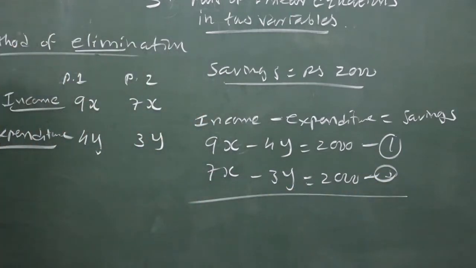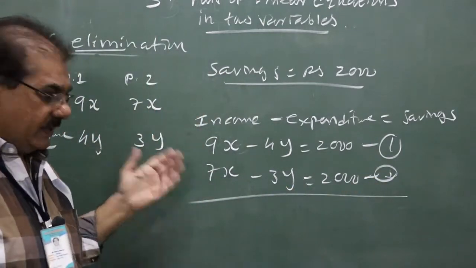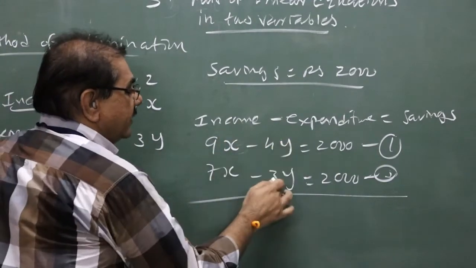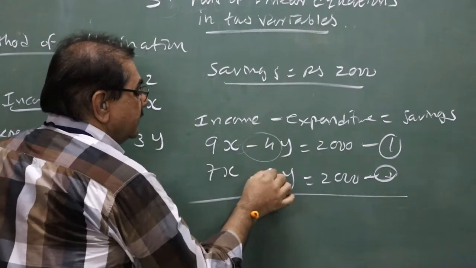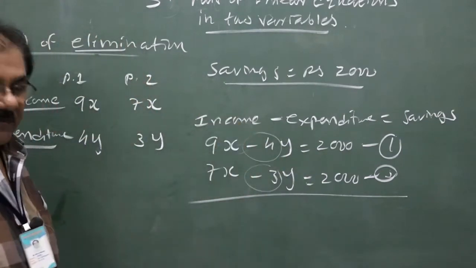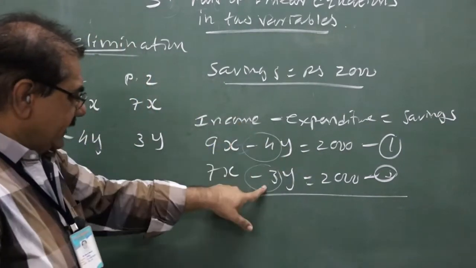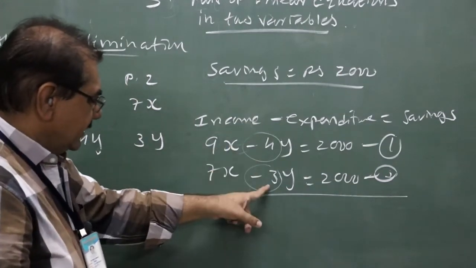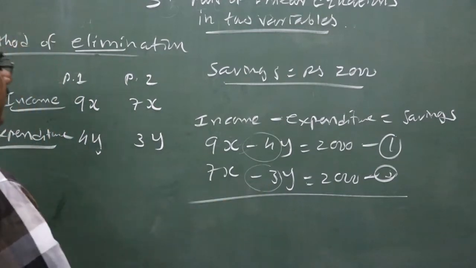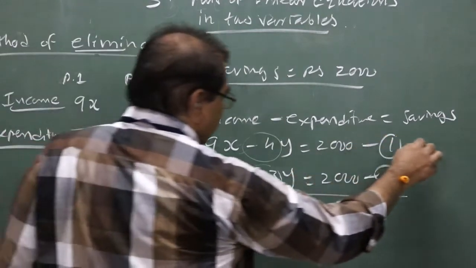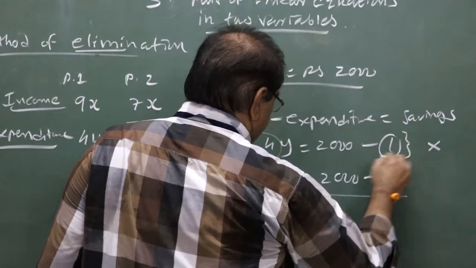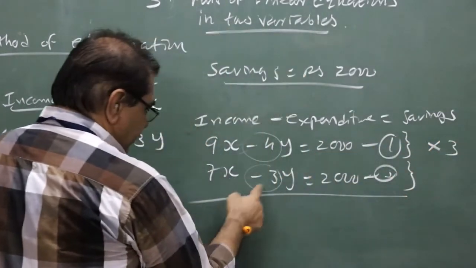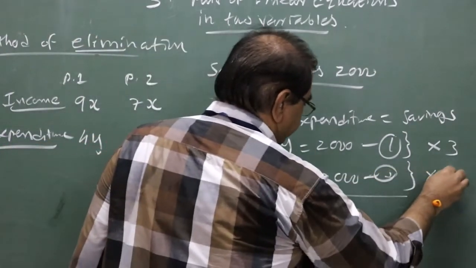Got it? So we have two equations in our required form. Now, suppose I want to eliminate y. So I should equalize the coefficients of y. So what to do? 4 and 3, LCM is 12. So here, in both places, 12 should appear. So what do I do? Equation number 1 is multiplied by 3, 4 3s are 12. And equation 2 is multiplied by 4, 3 4s are 12.